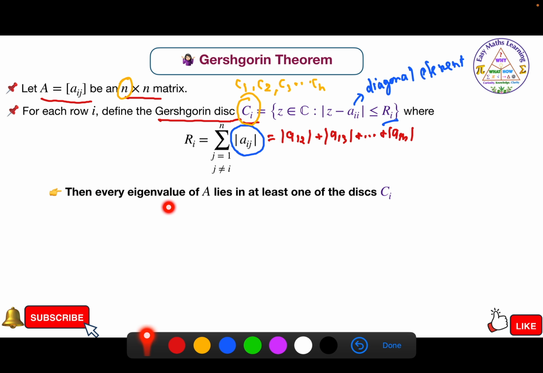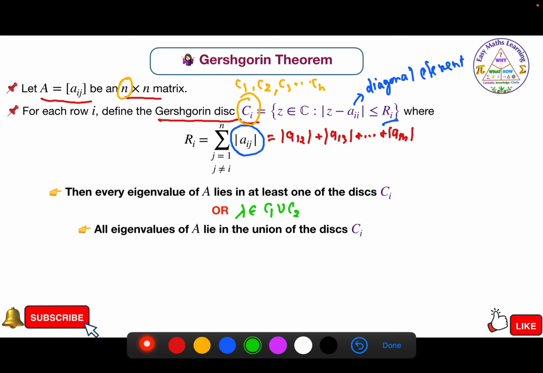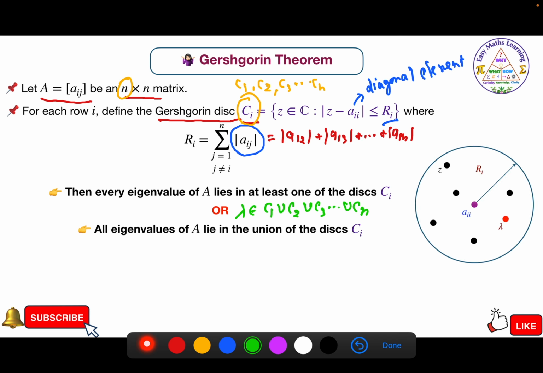So this theorem says that every eigenvalue of A lies in at least one of the disks Ci. Means an eigenvalue lies in at least one of the disks C1 or C2 or C3 or Cn. In other words, all eigenvalues of A lie in the union of the disks Ci. Means lambda belongs to C1 union C2 union C3 and so on union Cn.